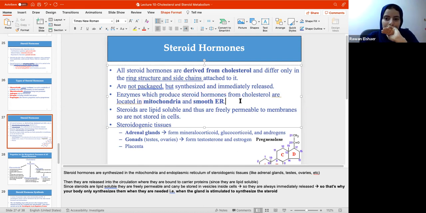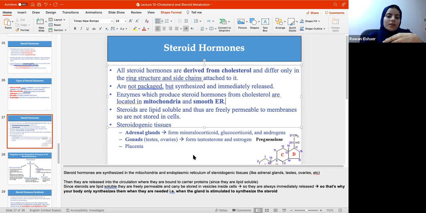As soon as the steroids are made, they leave the cell. They don't stay stored in the cell. That's what I was saying also for the person who asked me to read the slide. Once the steroid is formed, it doesn't get stored in a vesicle. It leaves the cell directly because it's lipid soluble. And because as soon as it's formed, it leaves, your cells don't produce steroids 24/7 until they're stimulated to do so.